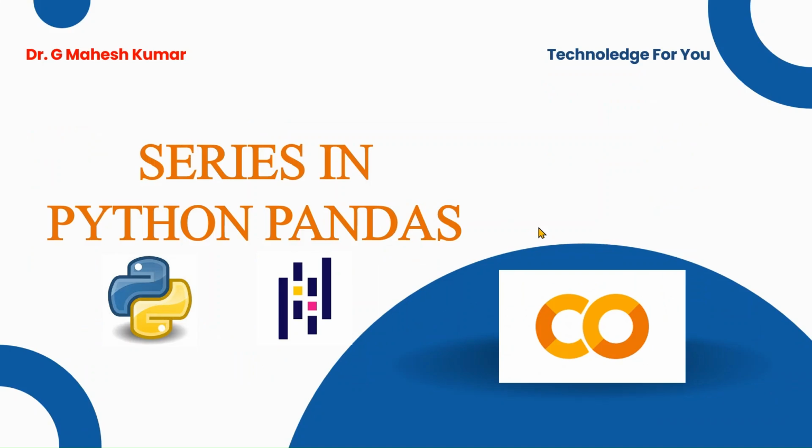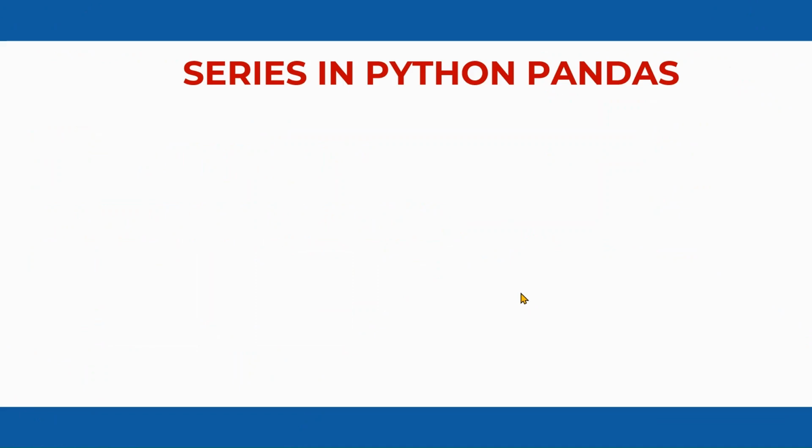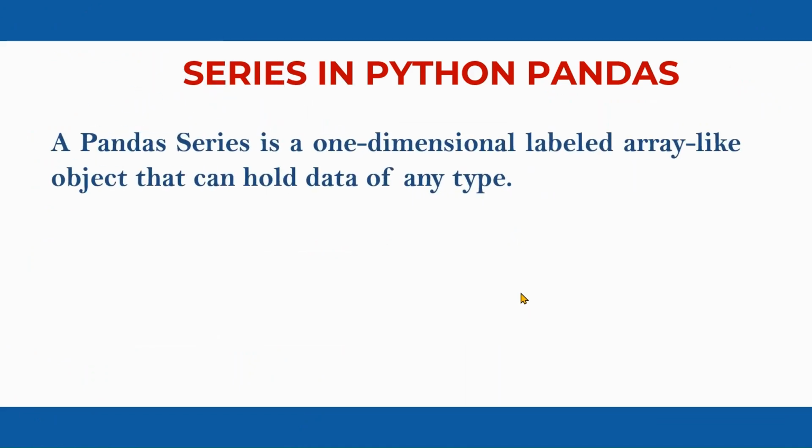Today I will teach you the series data structures in Python Pandas. Now, what is a series in Python Pandas? A Pandas series is a one-dimensional labeled array-like object that can hold data of any type. So it's just like a column, and in that we can store values of different data types.